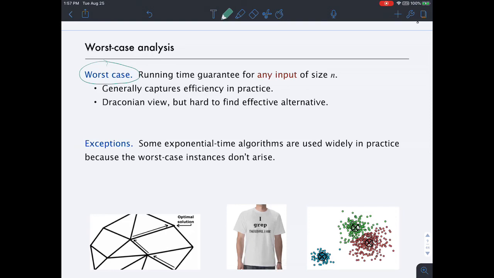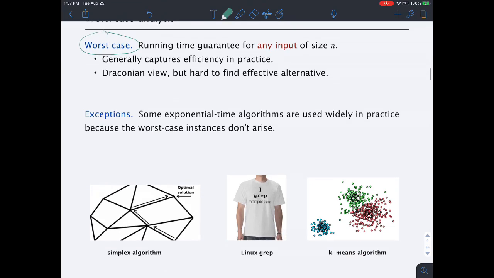We also want to mention a catch here though. There are a lot of algorithms that have worst case exponential running time, but that run very well in practice. Actually, here are three examples. The first example is called the simplex algorithm. It's an algorithm that solves linear programs. In case you have learned linear programs in the math department, then you sort of know what I'm talking about. And the second example is the grep command in Linux. Perhaps it surprises some of you that this algorithm actually has exponential running time in the worst case.